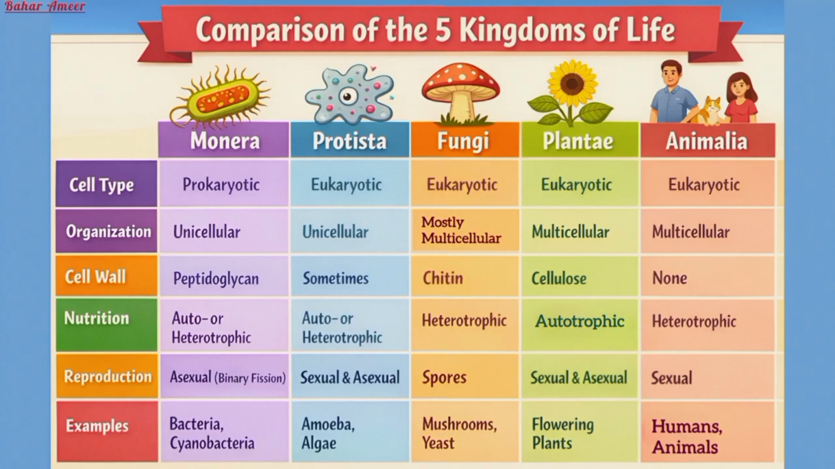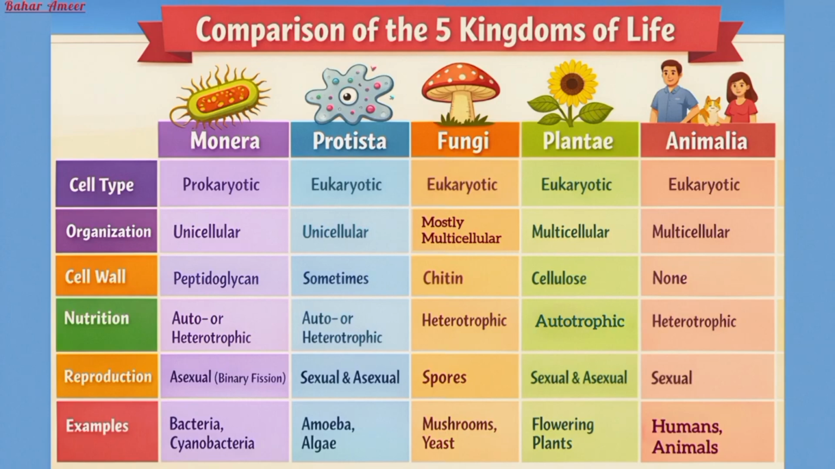Let's look at reproduction. Monera reproduce asexually by binary fission. Protista can do both sexual and asexual reproduction. Fungi reproduce via spores, and plants reproduce both sexually and asexually. And the last, animals reproduce sexually.